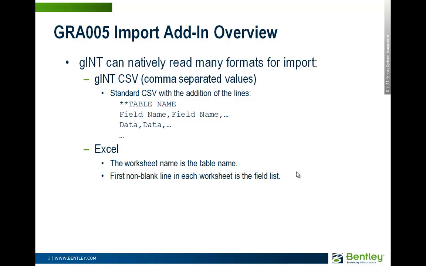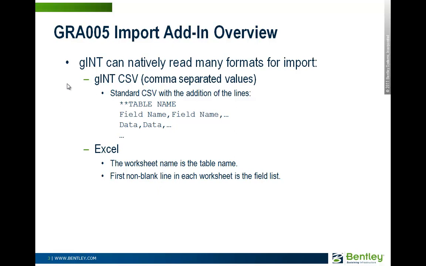as Excel. The GIMP version of the CSV breaks up the file into multiple tables of data, and you start each table with a star, or asterisk, table name, whatever your table name is, and then the field name list, and then the data, as many lines as you wish. And you can have as many of these tables as you wish in a file.